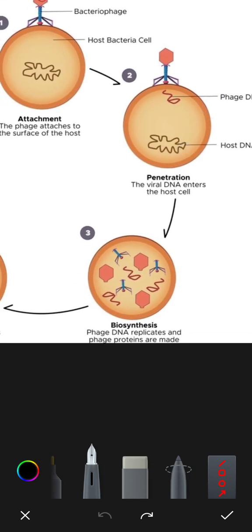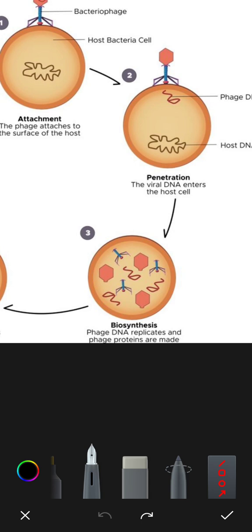The third process is biosynthesis, and this step is also known as replication. जब वायरल जीनोम penetrate हो जाएगा in the host cell में, the replication occurs. How does replication occur? In this phase, firstly जब viral genome penetrate होता है, it secretes an enzyme called endonuclease.